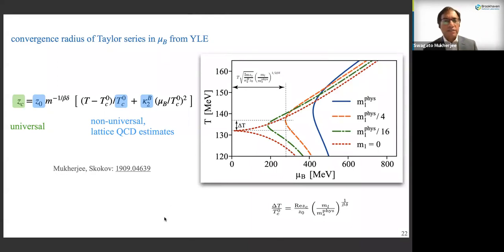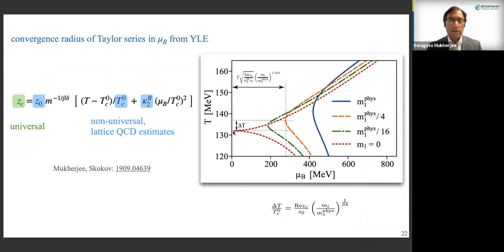So I can also try to estimate that, since I know the universal value of the singularity, which is a universal thing, and all these non-universal quantities can be estimated from actual lattice QCD calculations. By using this universal number and these non-universal but QCD-calculated numbers, I can estimate what the radius of convergence of the Taylor series can be from this Yang-Lee edge. As it turns out, it is a function of T and mu_B. This is the radius of convergence in mu_B, and it would be different for different values of T, because this mapping depends on T itself. This line shows the radius of convergence as a function of T, and also for different values of the quark mass.